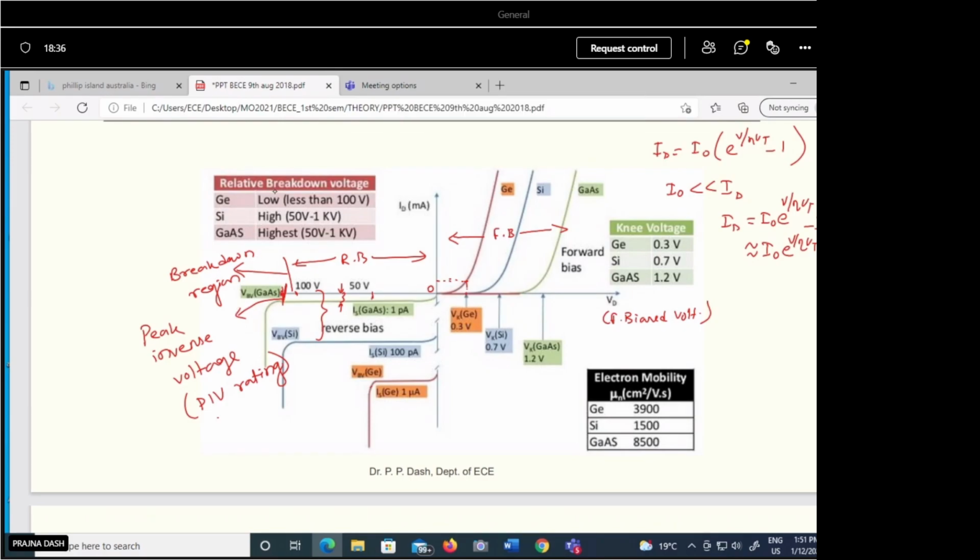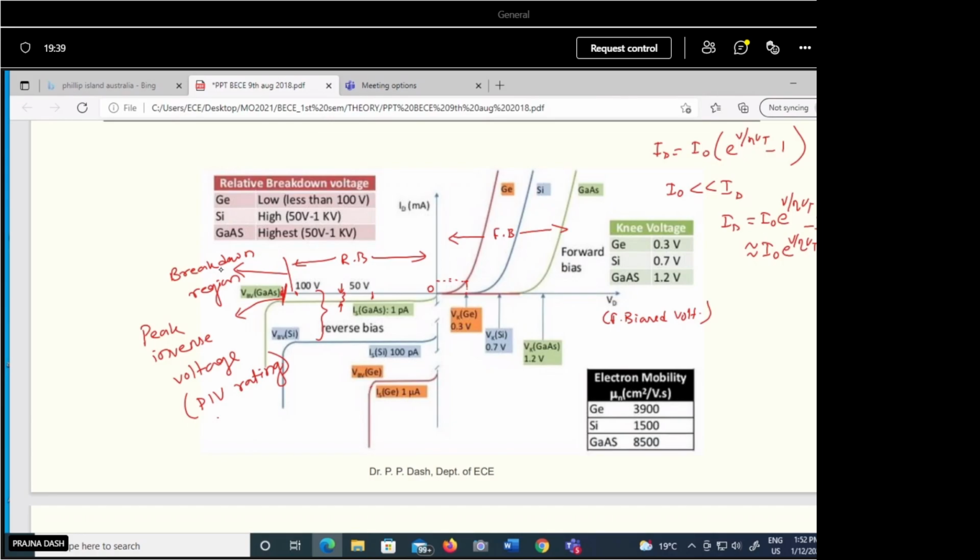In the breakdown region, usually there is a range. Here it is noted down, like for germanium, what is the breakdown voltage, for silicon, and for gallium arsenide. For germanium, less than 100 volt is the usual breakdown voltage. This less than 100 volt is not a fixed value. For some diodes it may be 50 volt, some 70 volt, some 80 volt. So diode to diode, as per the manufacturer, it is different. Germanium usually has a lower PIV rating in comparison to silicon and gallium arsenide. In silicon the range is 50 volt to 1 kilovolt, and gallium arsenide is also 50 volt to 1 kilovolt. This range is different for every diode.